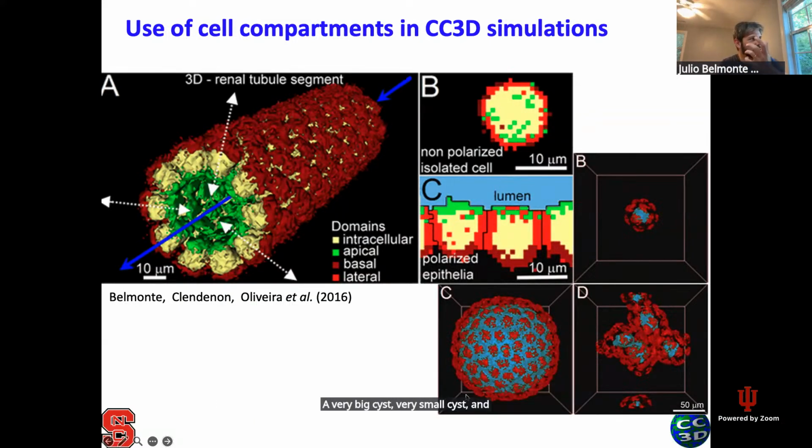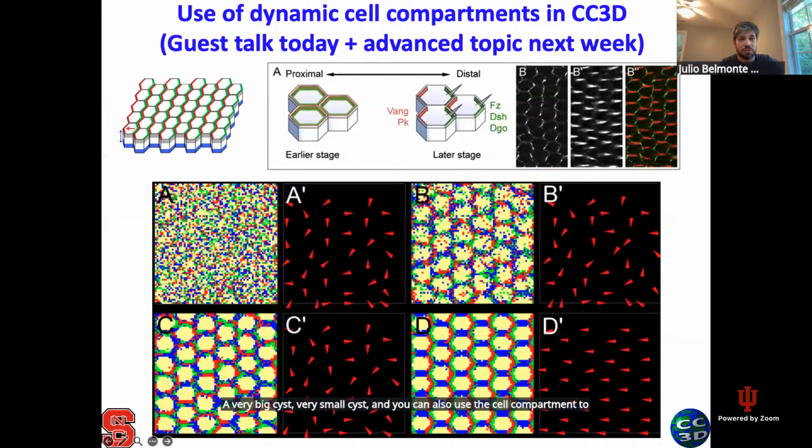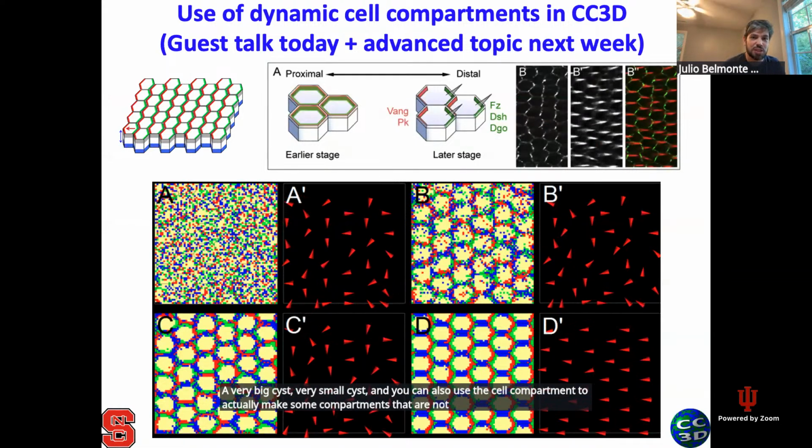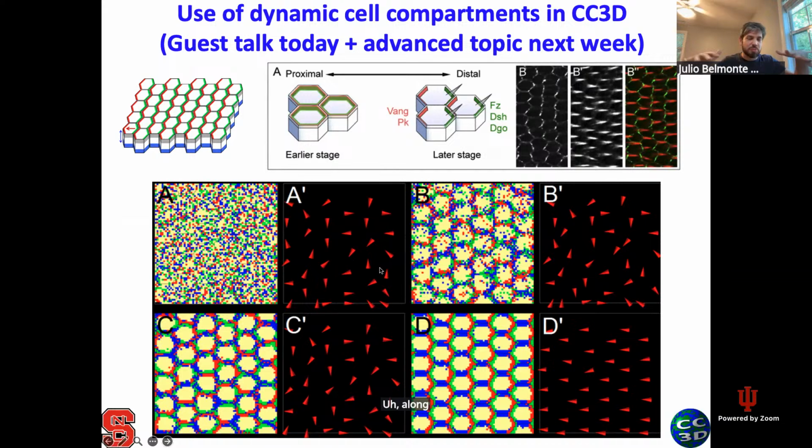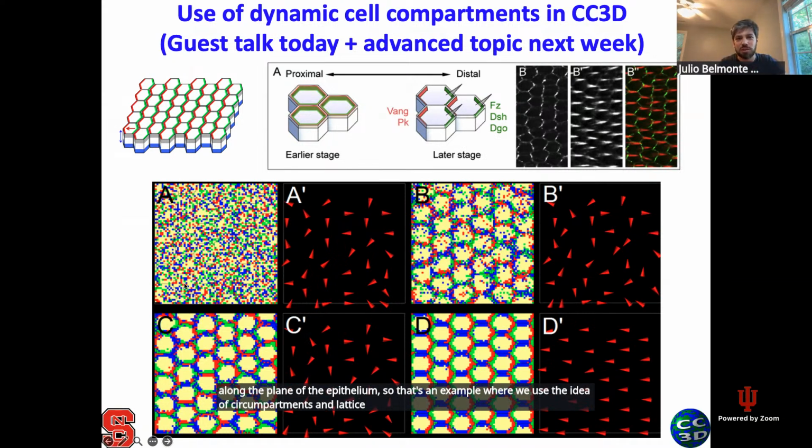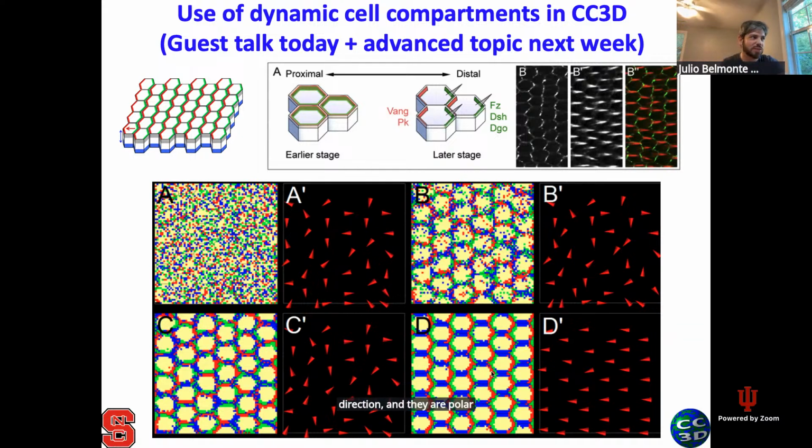And you can also use cell compartments to make compartments that are not fixed in space but are very dynamic. This can be used, for example, to model the emergence of planar cell polarity and tissue alignment along the plane of the epithelium. That's an example where we use the idea of cell compartments and let the compartments sort themselves out according to the contact energies. Over time, the cells rearranged the compartments and found a direction, and they all polarize along a given direction.